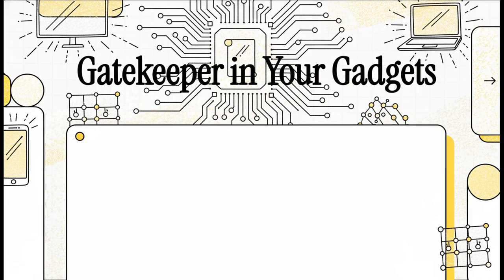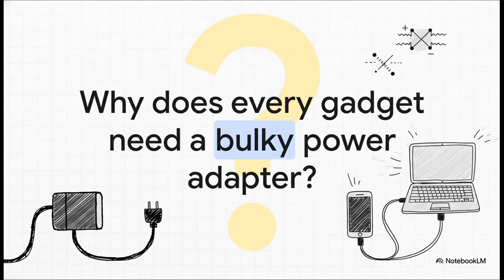Have you ever really stopped to think about what's going on inside your phone? I mean, we are surrounded by these amazing gadgets, right? But they all share this one tiny, fundamental secret. A secret that, if it didn't exist, our entire digital world just wouldn't. And it all starts with a question you've definitely asked while tripping over a power cord. Why this thing? Why does every single device we own need this clunky brick to plug into the wall?